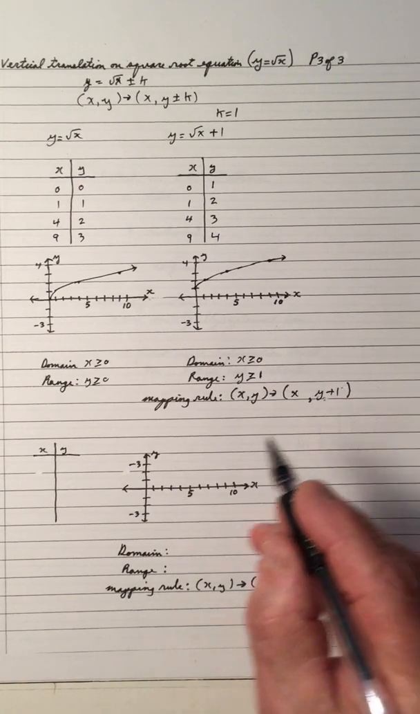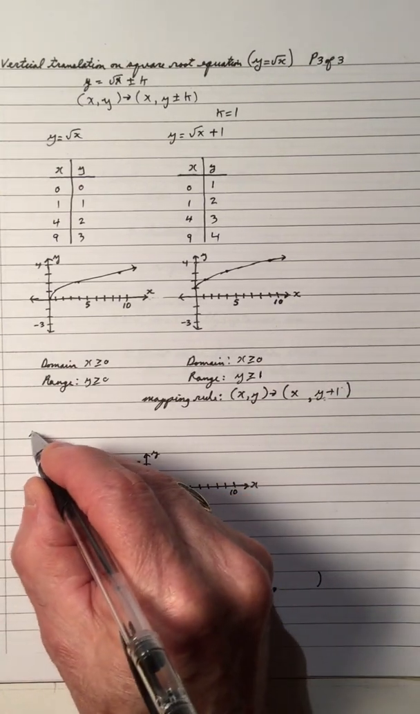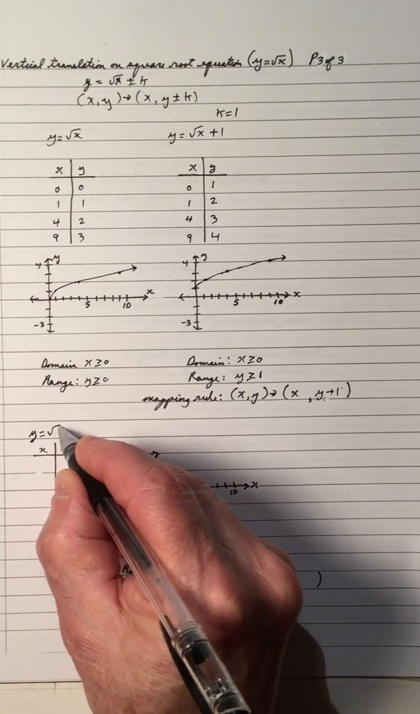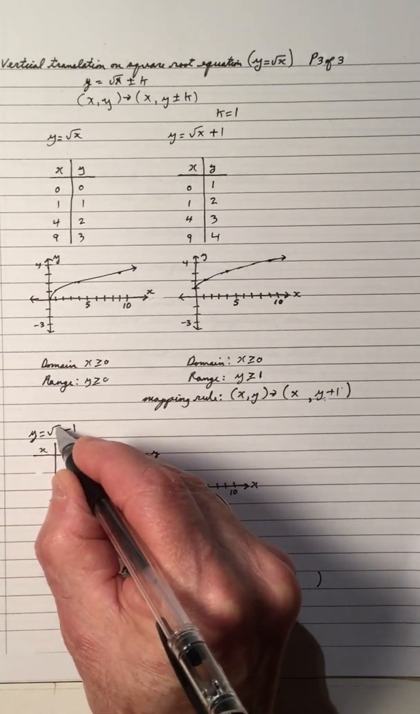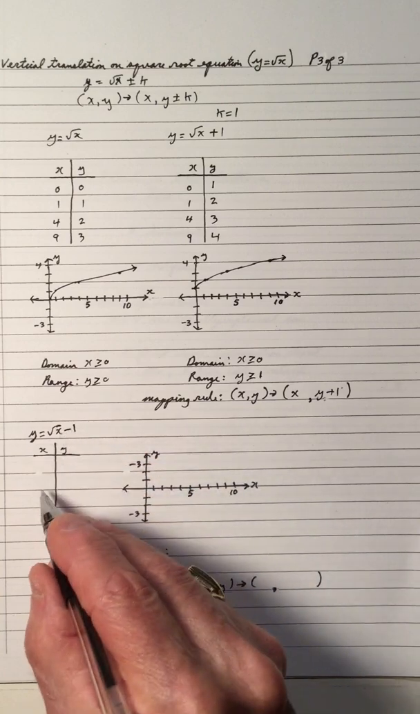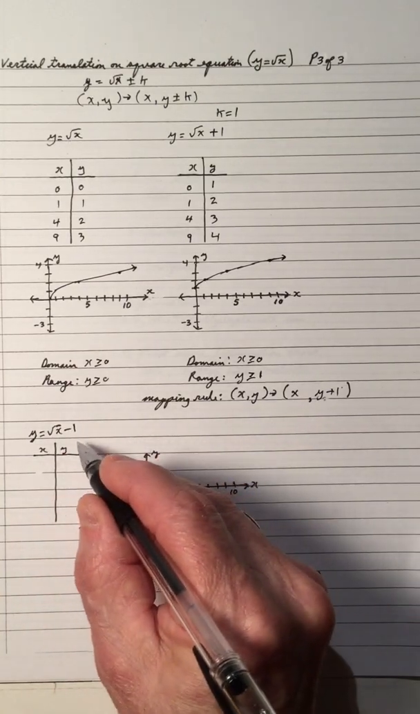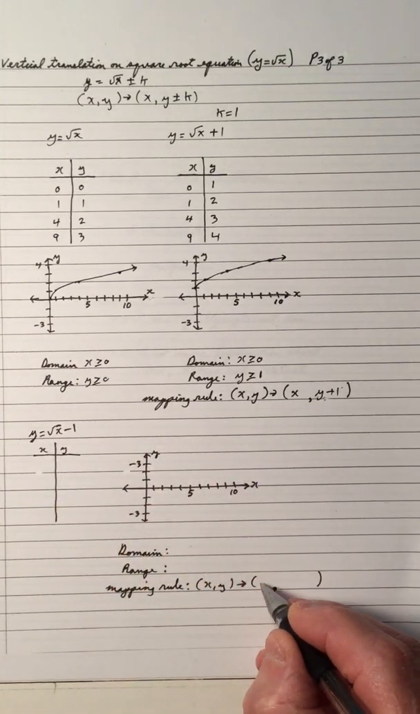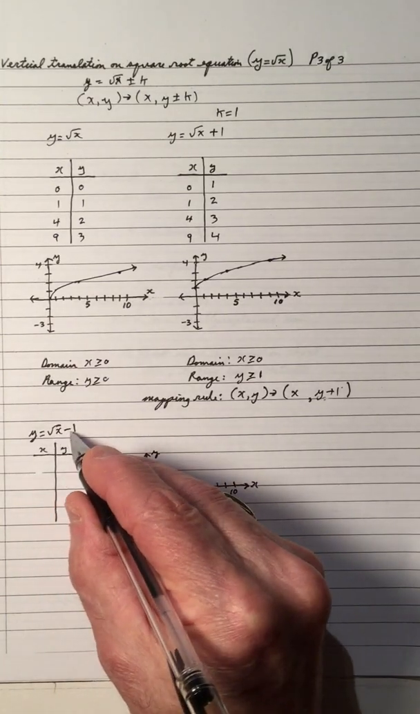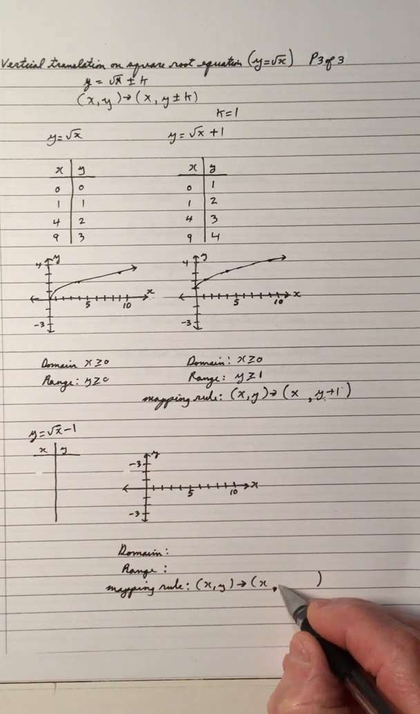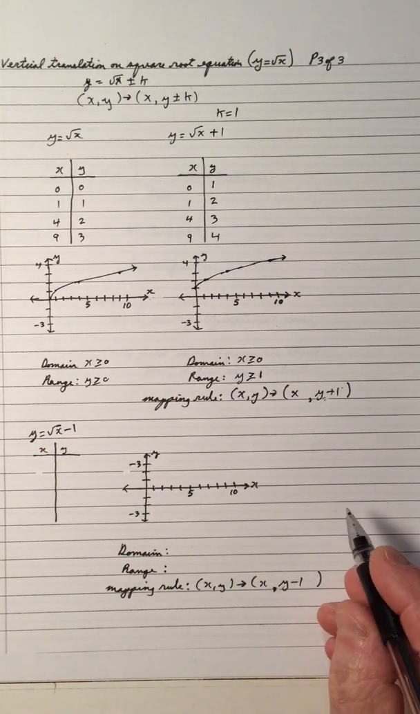Okay, so let's look at another equation. y equals root x minus 1. So you're taking 1 off the y again. So there's no change in the x. And the mapping rule, there's no change in the x. You're subtracting 1 from the y, so that's y minus 1.